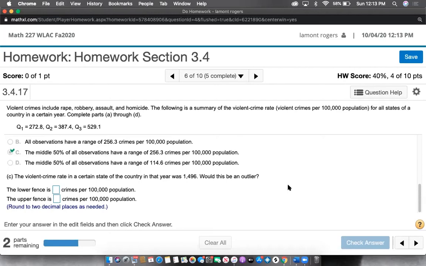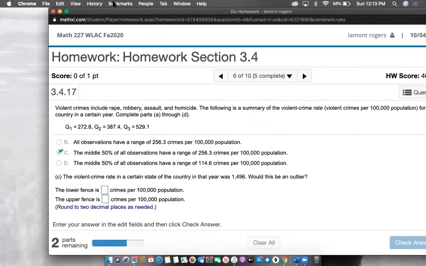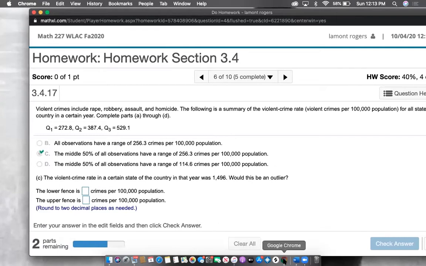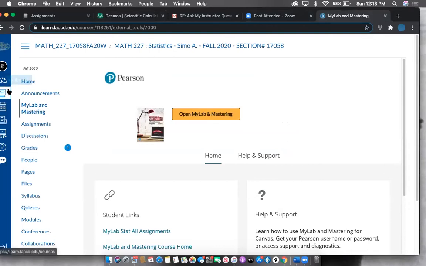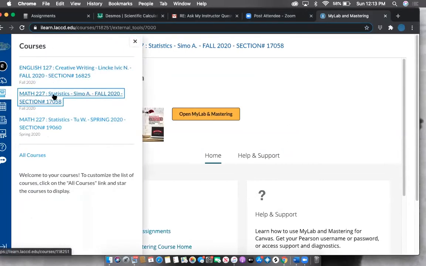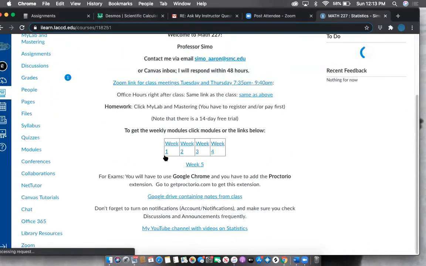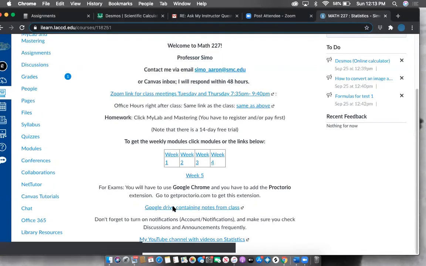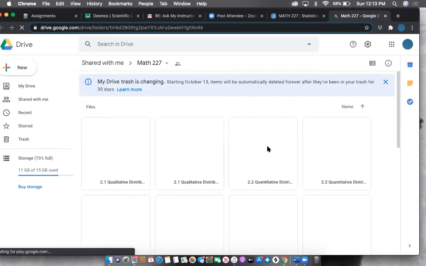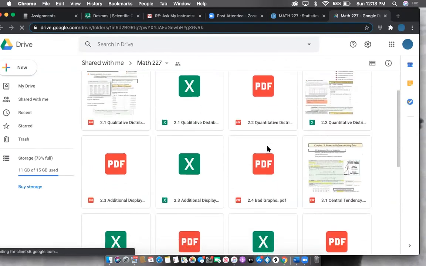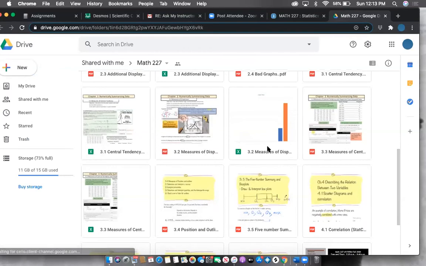Okay, so first we need to figure out what section this is. This is 3.4. Do you know where the Google Drive is? Yeah. Can you go to the Google Drive to 3.4? I'll show you how to find it, like if I wasn't here. So you would go to home, and then you would go to that Google Drive, and then you would go to 3.4, the PDF.